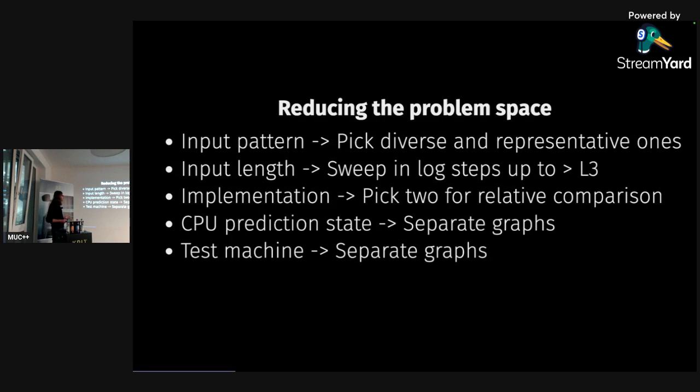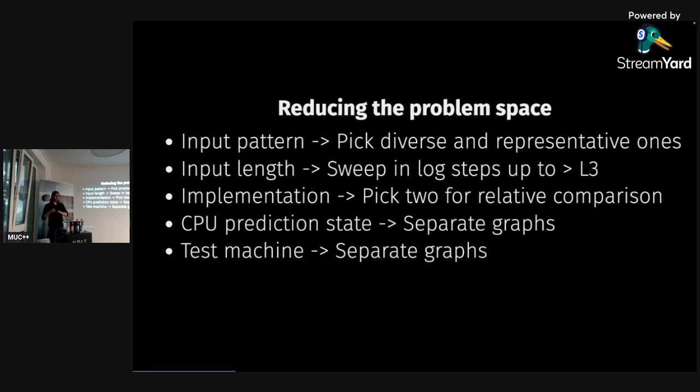The input length, that's also super important, right? If you don't know who's going to use you, maybe they're going to do a rolling median, so they just call you with like 10 elements each time, or you're going to be called with 10 million elements. The whole area in between is important. The implementation, as again, we're looking for regressions and improvements, so we're going to pick 2 and compare them against each other.